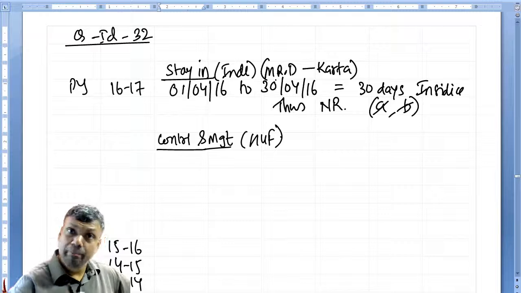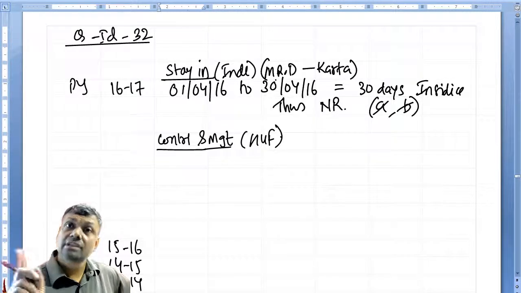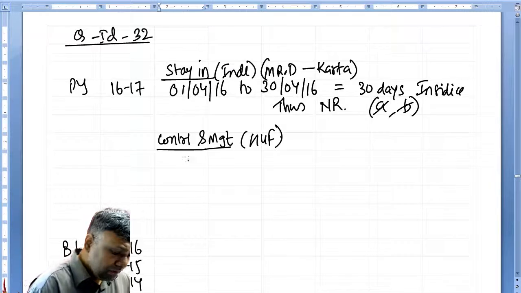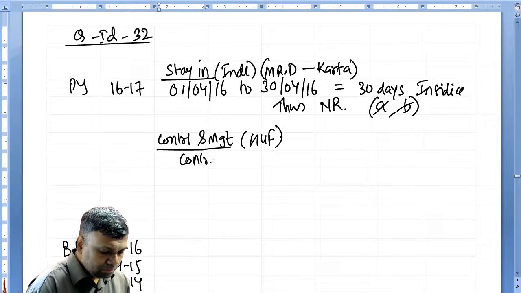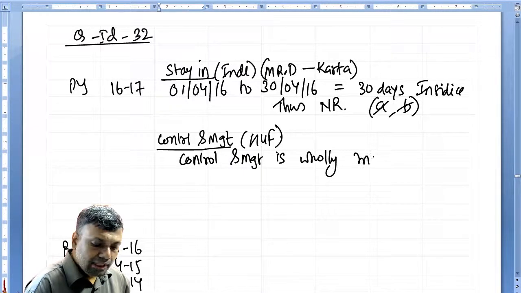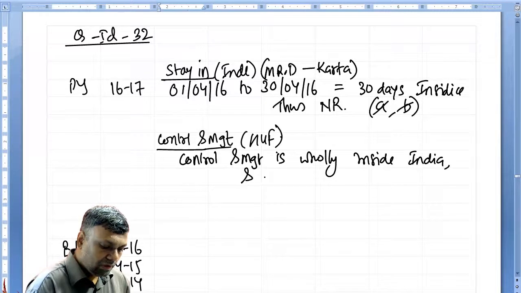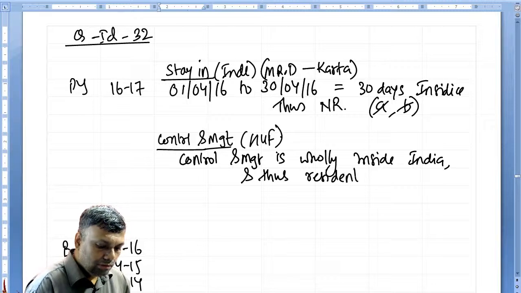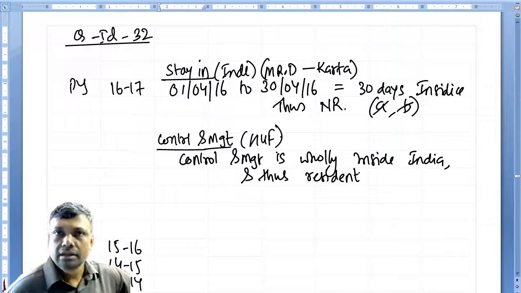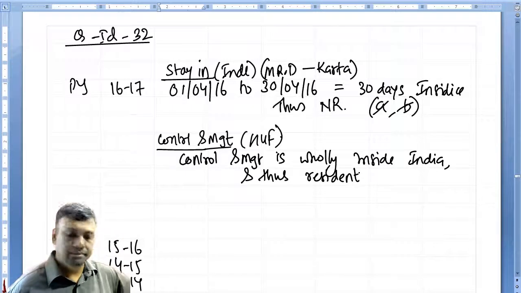But for the HUF, for the same previous year, it is a test of control and management. The control and management is wholly inside India, and thus you are resident in India.